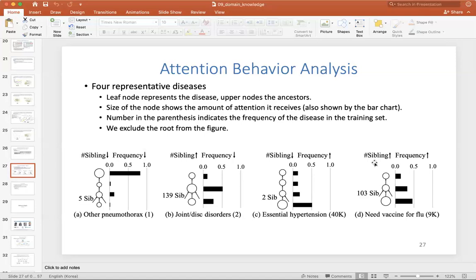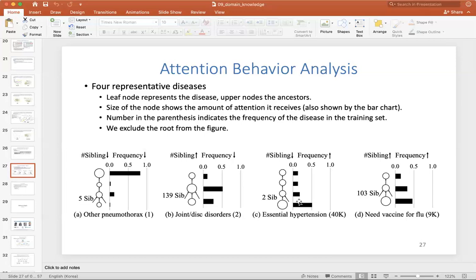And the last pattern is a lot of siblings, a lot of exposure. So need vaccine for flu has 9,000 exposures in the training set, and it does come with a lot of siblings. So you can see a bit of a balancing act happening here. It does pour a lot of attention to itself, but it also pours some attention to its parents because it has a lot of siblings. So some good knowledge would be accumulated in the parent node as well. So it's a bit more distributed compared to the focus distribution here.